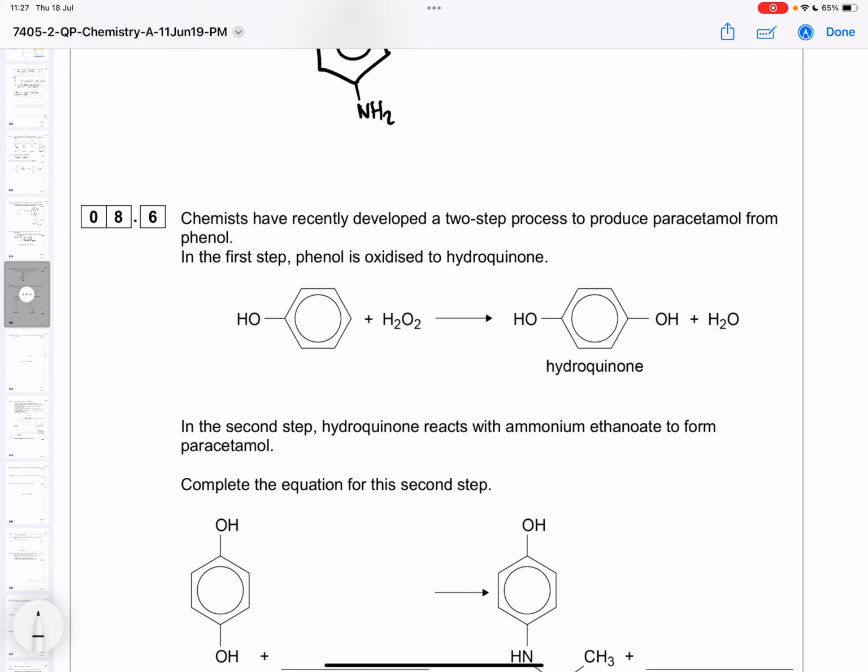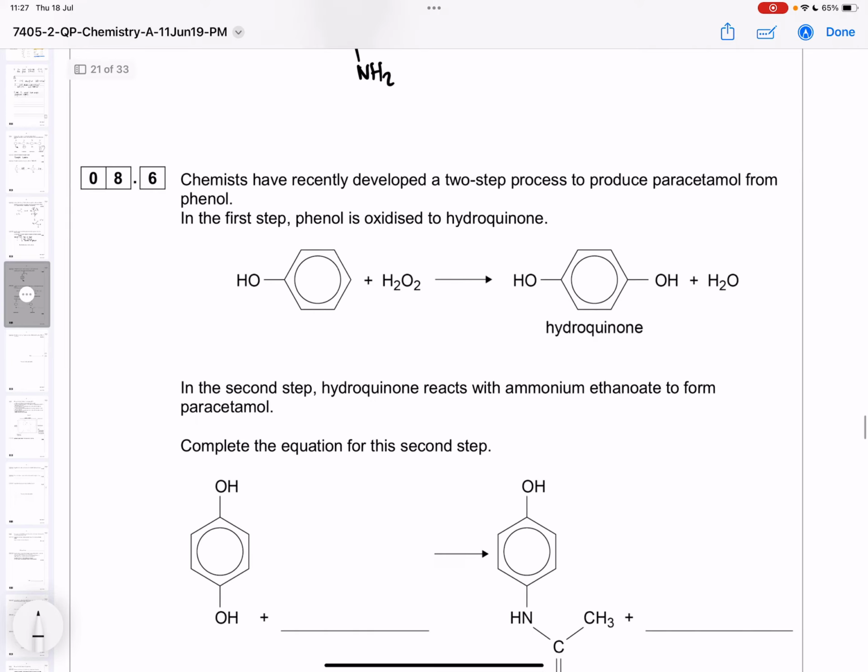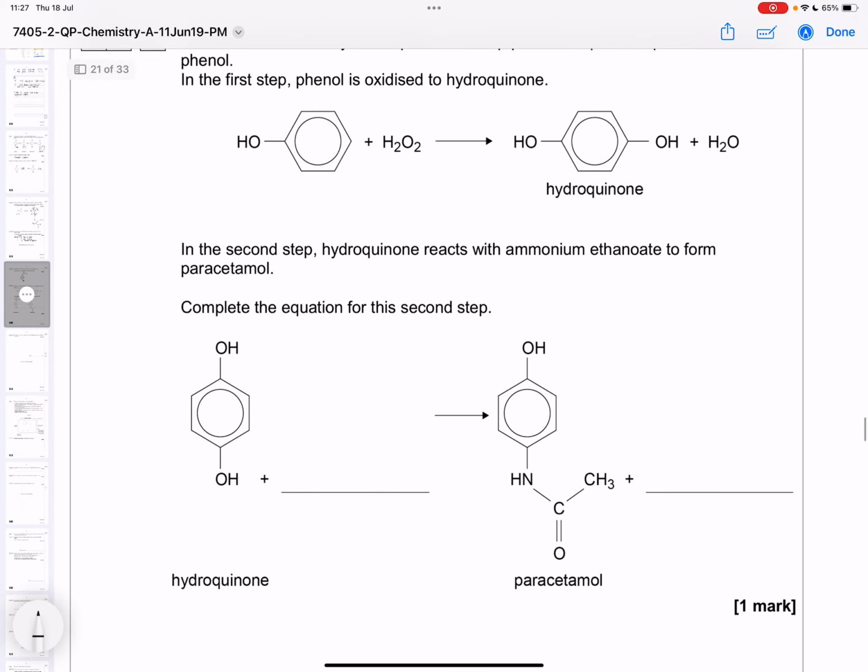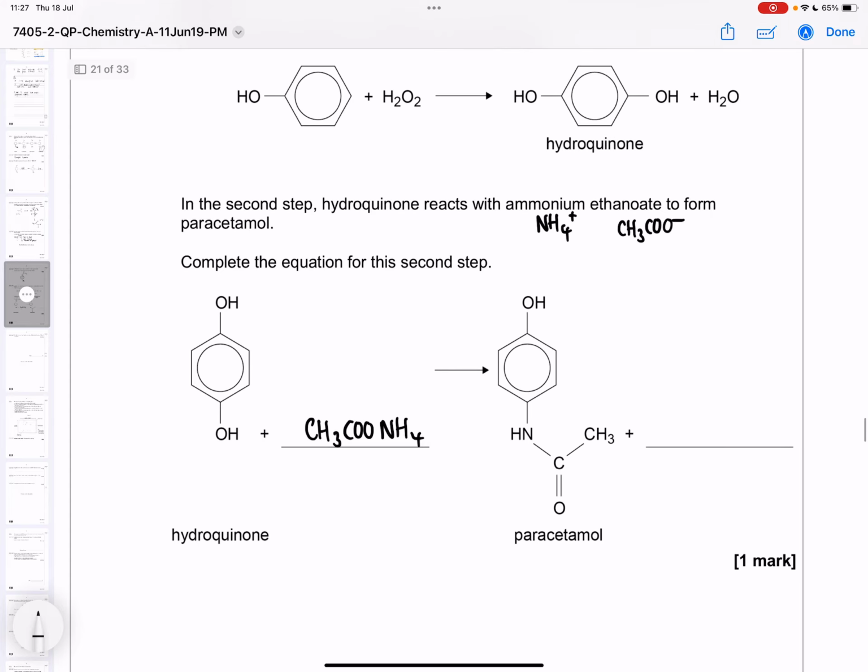Chemists have recently developed a 2-step process to produce paracetamol from phenol. In the first step, phenol is oxidized to hydroquinone. You can see that reaction there. In the second step, hydroquinone reacts with ammonium, so an ammonium ion is NH4, ethanoate, CH3COO minus. Okay, so if we put those together, CH3COO NH4, that would be our ammonium ethanoate.